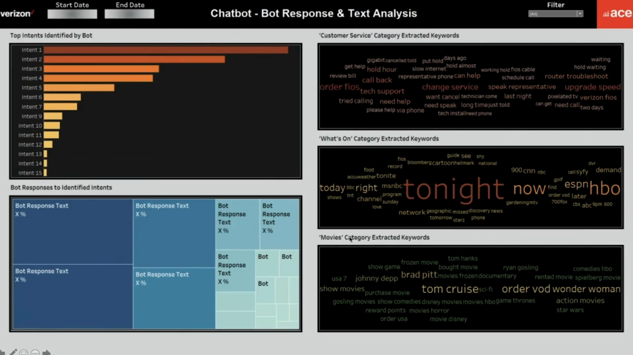So in the movies category, you see people mentioning directors, actors. On the what's on category, people making time references. Okay, what's on HBO tonight? What's on CNN now? And in the customer service category, they talk about how they want to order FiOS, change their service, upgrade their speeds, etc. So now these intents can be further refined when these word clouds spit out the actual keywords that the customers are talking about in the chatbot.